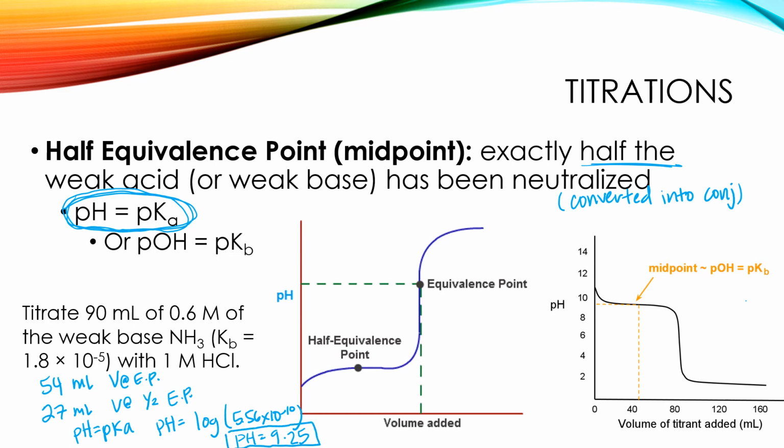Why is this important? Well, for one, it's a shortcut. If you're asked to determine the pH for a weak acid or a weak base titration, and you notice that you're at the half equivalence point, you literally just have to find the pKa. That's it. Another reason that this is useful is sometimes you'll be given a titration curve and you'll be asked, what is the pKa of this weak acid? And the way you figure that out is simply by looking at whatever the pH is at the half equivalence point.